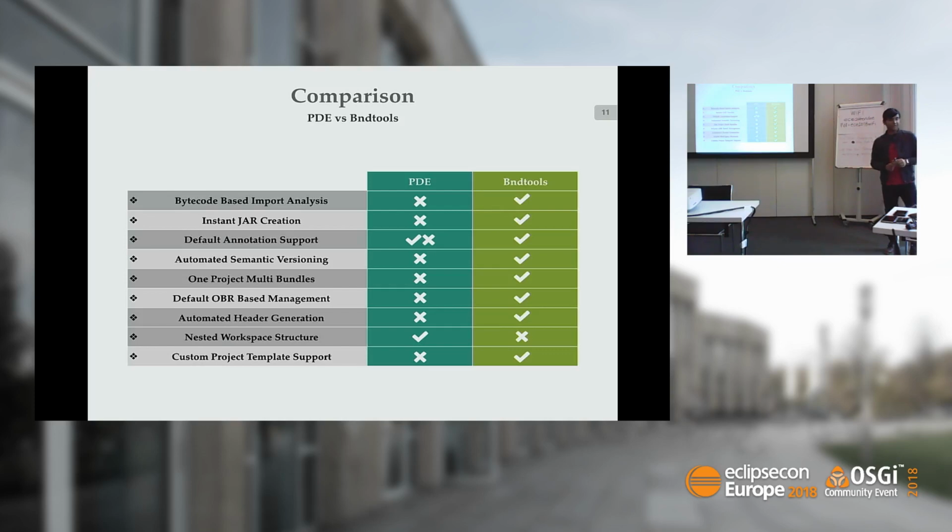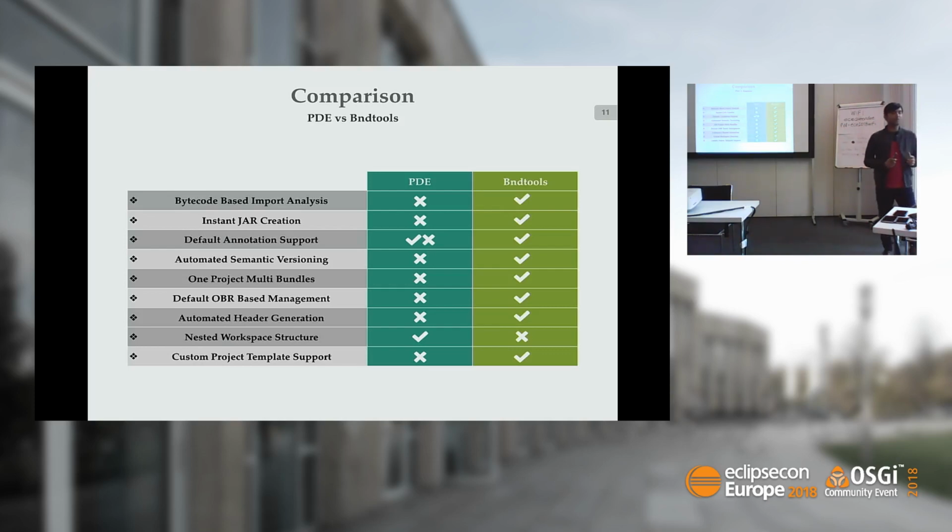Next, we have the automated semantic versioning. Since in PDE you have to explicitly add all the packages to the bundle manifest, you also have to specify all the versions explicitly, which is really error prone. Since in Bndtools you're not explicitly adding the packages, you're just specifying the bundles, Bndtools generates the headers, and not only headers, the packages as well as the versions together.